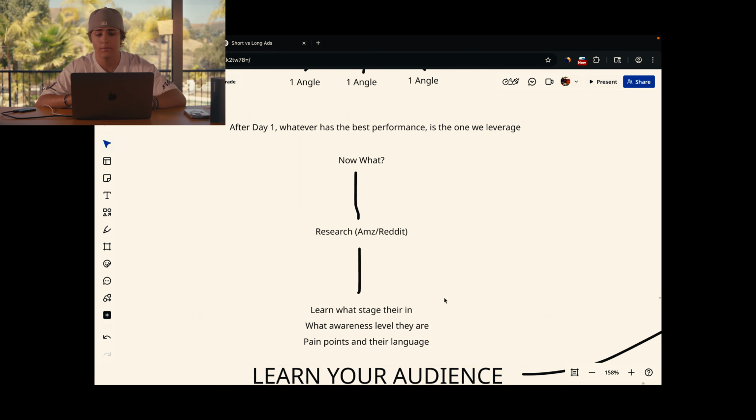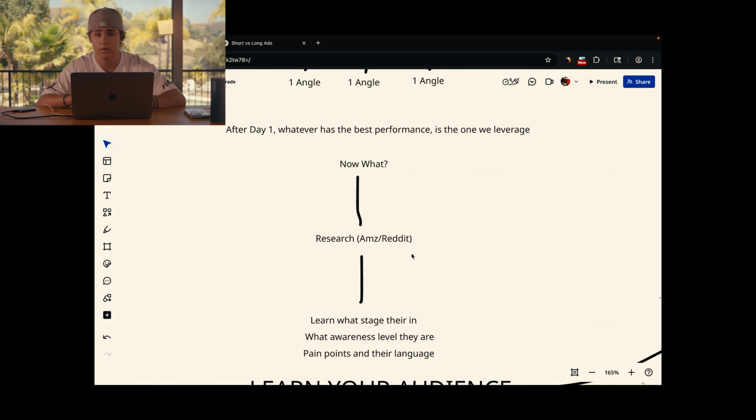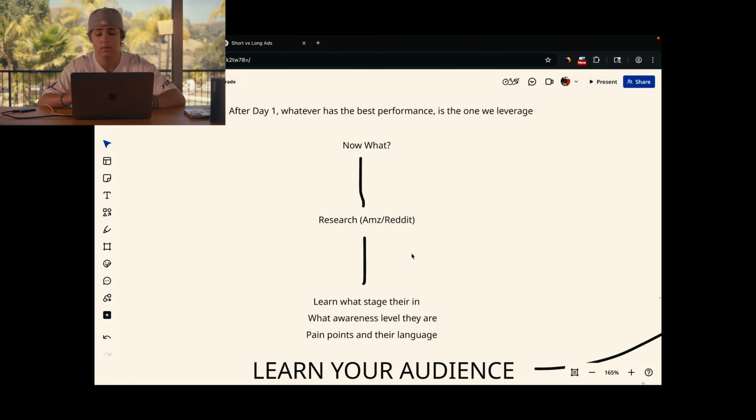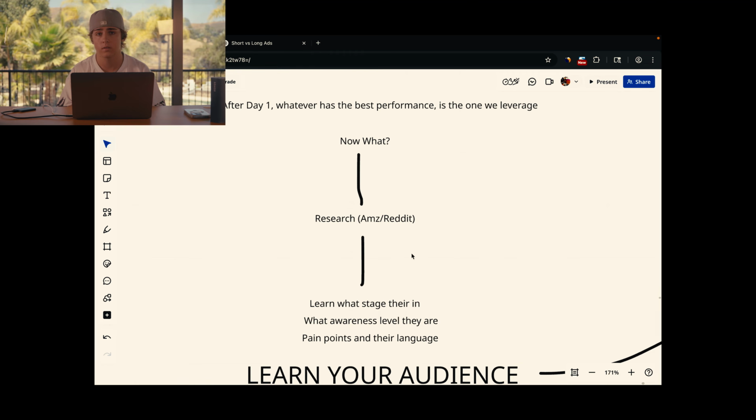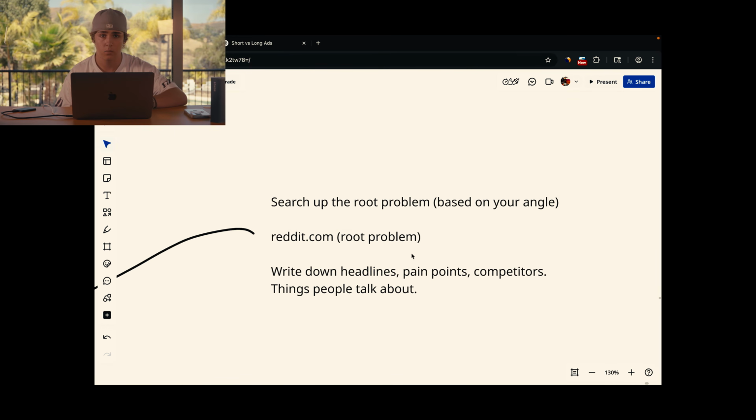All right, so after day 1 or day 2, it depends on your budget and how long you want to run that testing phase for. Whatever has the highest performance is the one we leverage. So what do you do now? You research, right? We have to learn our audience. So I want to show you guys how to do this research. So learn your audience, right? This is what I do.